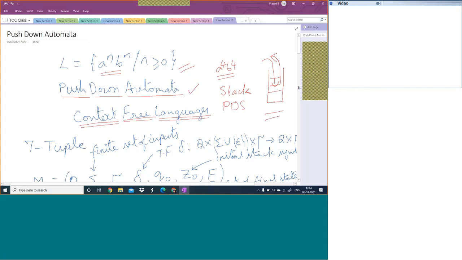Okay, now take the notes. PDA is used to accept context-free languages.